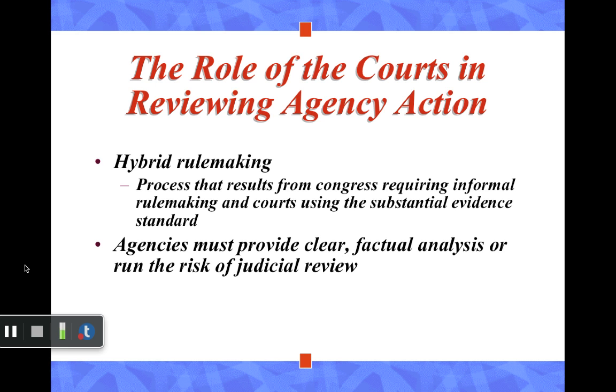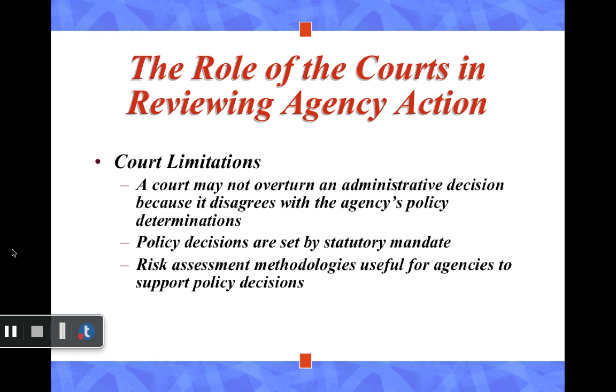And this then gives the agencies a little bit better protection when they go into court, because then they'll have a clear factual basis, and they're going to be in a better position when they undergo judicial review by going above what Congress has mandated that they actually do. And that's kind of what this hybrid is. They're doing something beyond what Congress requires, because then they know that the courts are going to look at them a little bit more favorably.